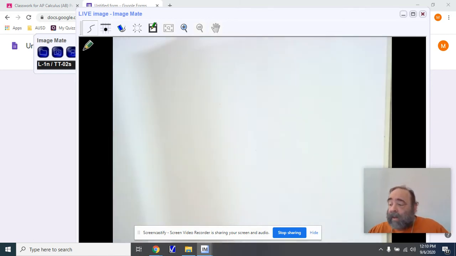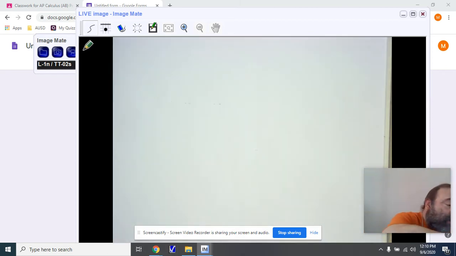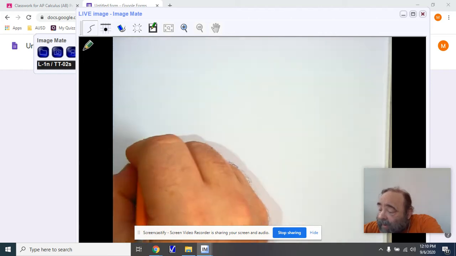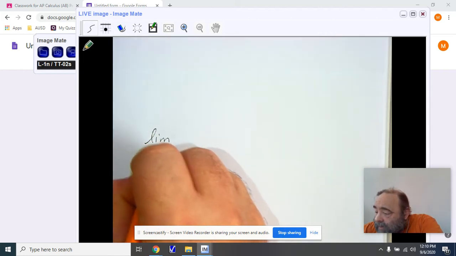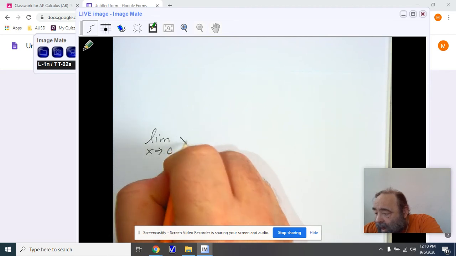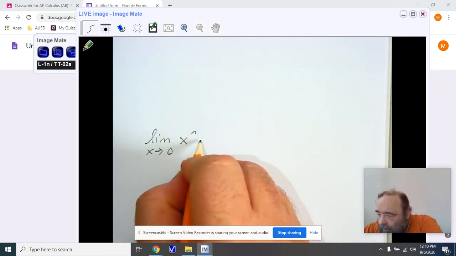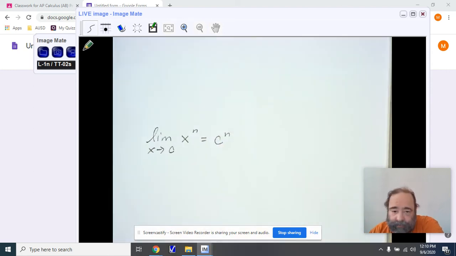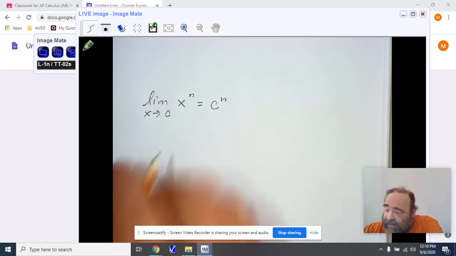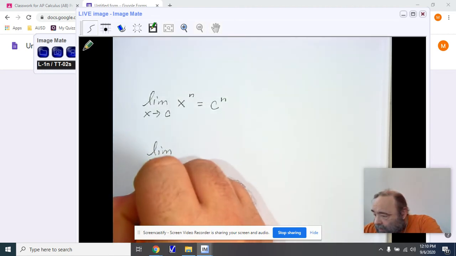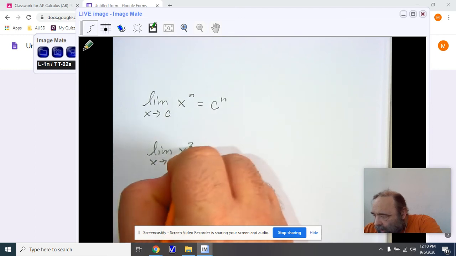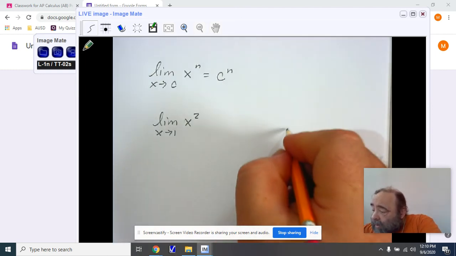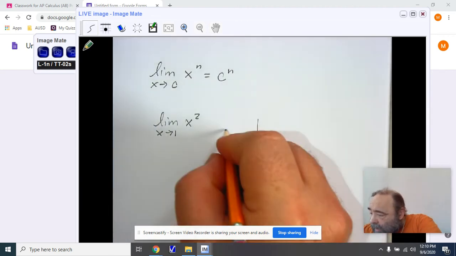Now, the third property deals with polynomials. Now, we've seen with polynomials such as quadratics that the same applies. If I have a limit as x approaches some value c for any type of polynomial to an nth power, it is always going to be the c to that power. Now, once again, we've seen this with such things like the limit as x approaches 1 for x squared. In such a situation, we're saying that we have a polynomial x squared.